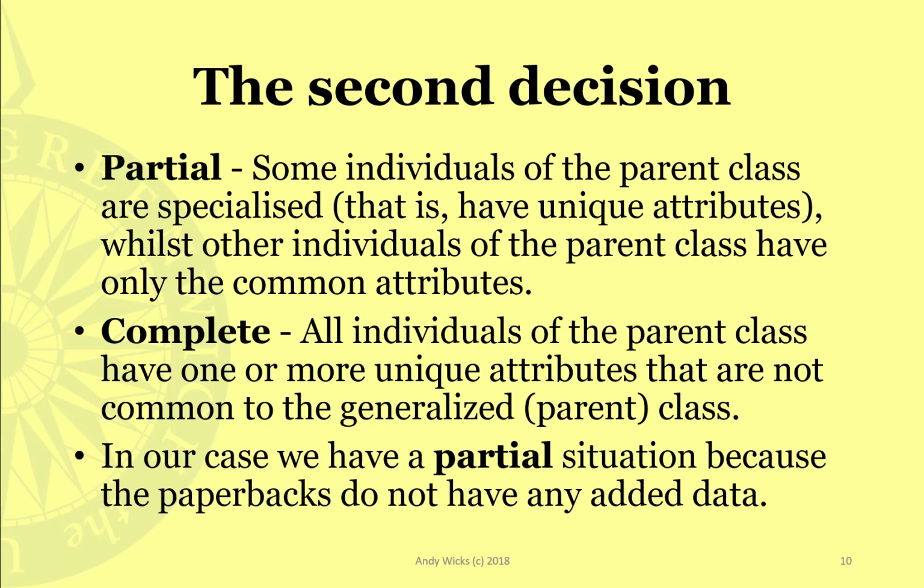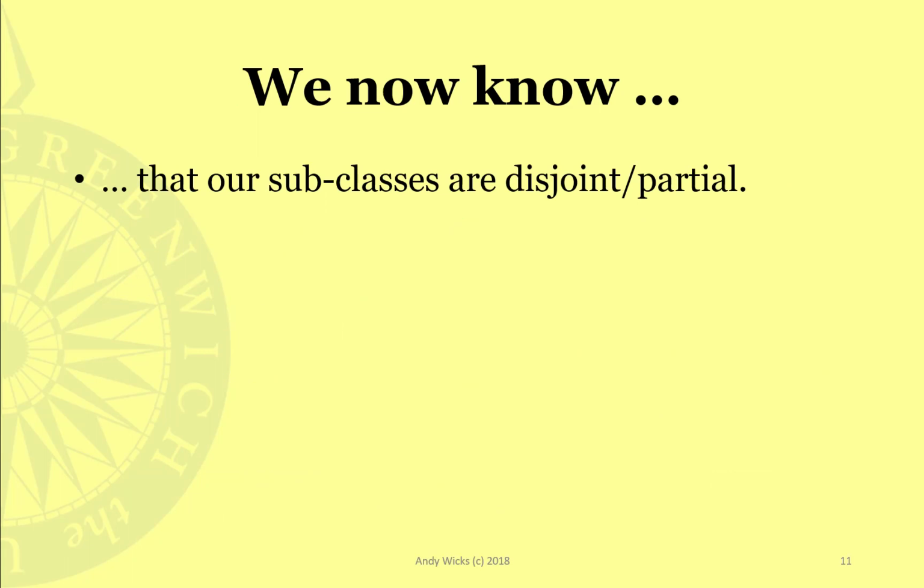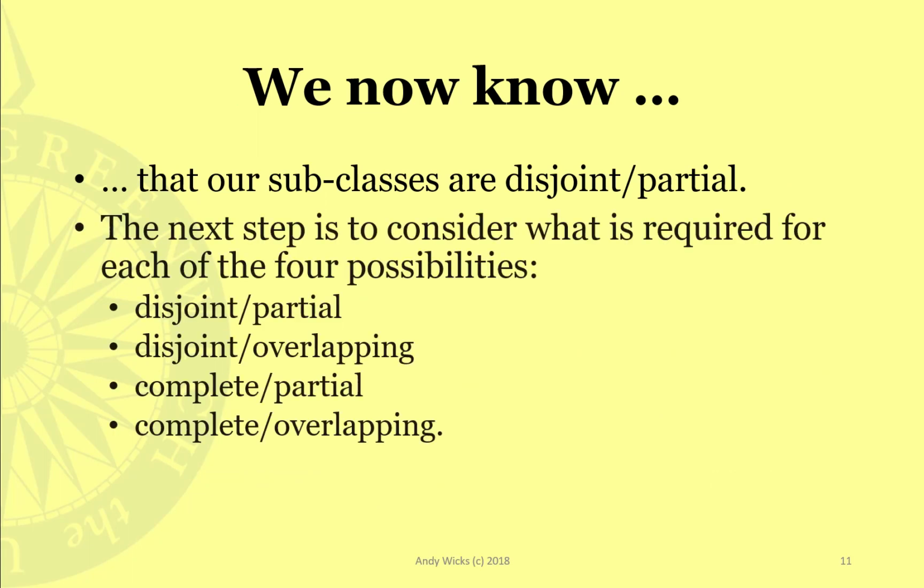So they are separate to the hardback, comic and magazine. So we now know that our subclasses are disjoint partial. The next step is to consider what each of the four possibilities would look like. The four possibilities you could have are disjoint partial, which is what we have, disjoint overlapping, complete partial, or complete overlapping. We're going to discuss the disjoint partial first, and then we'll move on to the other ones as well.